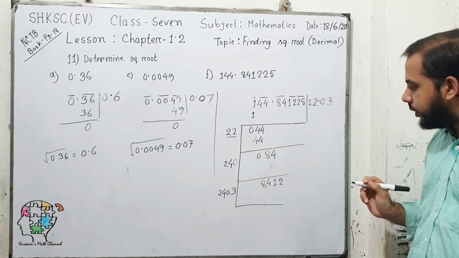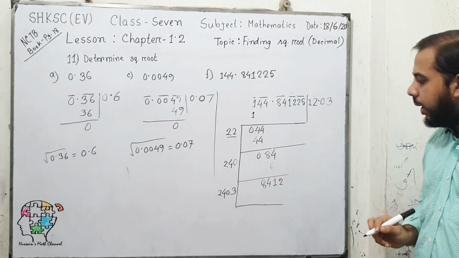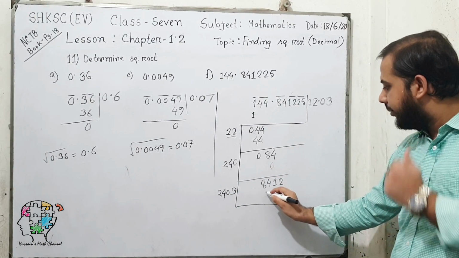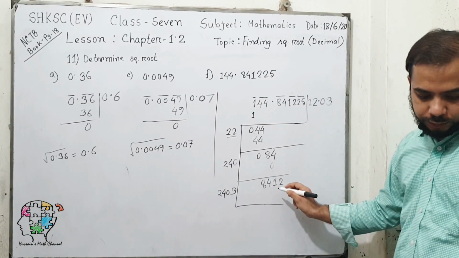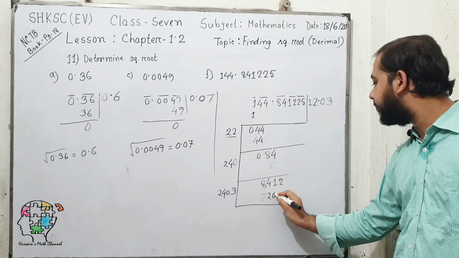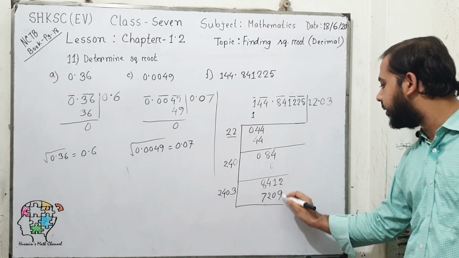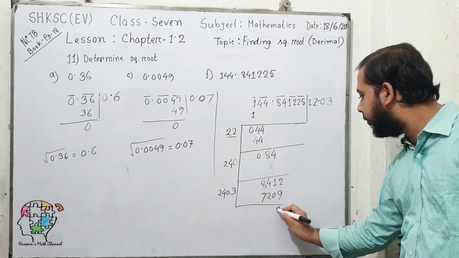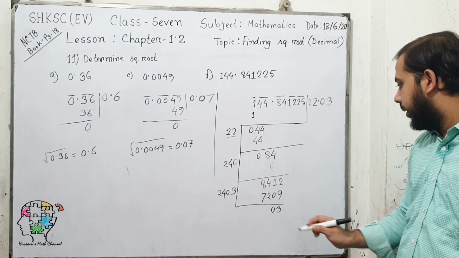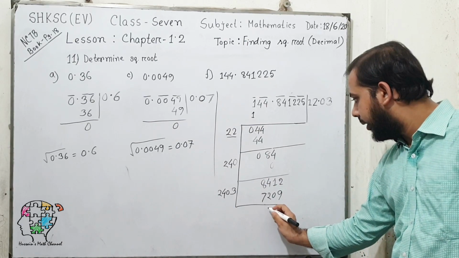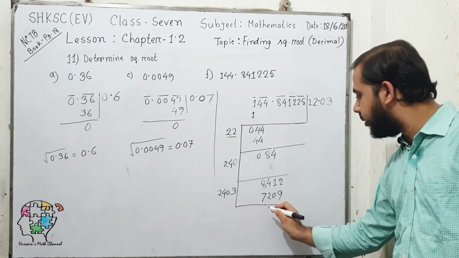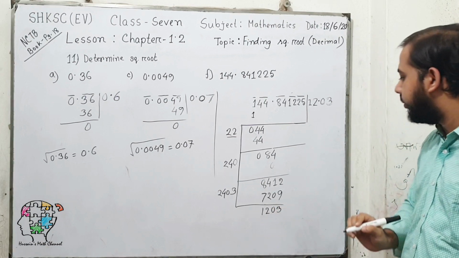So if we use 3 times 2403, it will be 7209. 7209 will be the multiplication. Now after subtraction, we'll get 3, 0, and 1200, which is the remainder.